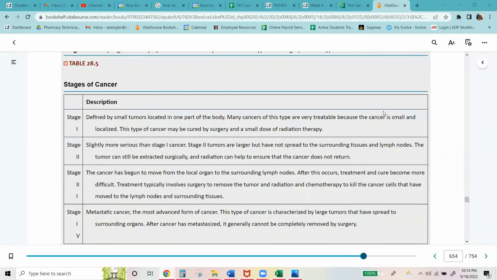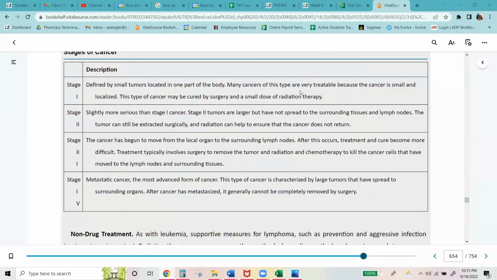Table 28.5 lists the stage of cancer. Stage 1 means that the tumor is located in one part of the body. It's very treatable, small and localized. Stage 2 is slightly more serious than stage 1. The tumors are larger, but they have not spread to surrounding tissue and lymph nodes. Stage 3 has begun to move from the local organ to the surrounding lymph nodes. And stage 4 is metastatic cancer, the most advanced form of cancer. This type of cancer is characterized by large tumors that have spread to surrounding organs. After cancer has metastasized, it generally cannot be completely removed by surgery.